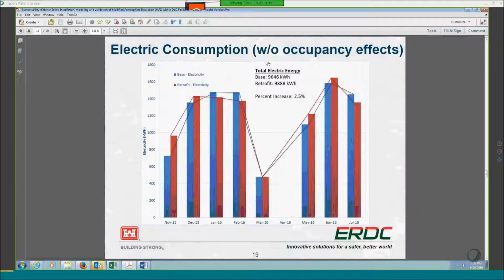Interestingly enough, this is something that we were not expecting: the electric consumption stayed roughly about the same. In fact, there was a small increase. We've gone back to the site. We found that there are some additional server loads that are not within the building. They're actually in the mechanical room. But that does have an impact on our overall electric use. So we need to factor that out and account for that.